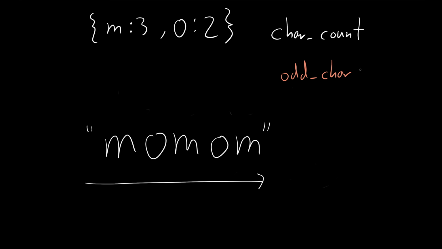And then for now, it's set to nothing. And then if ever we see an odd character, then we modify it. So for example, we see M is 3. So this is an odd character. So we're going to have M here.